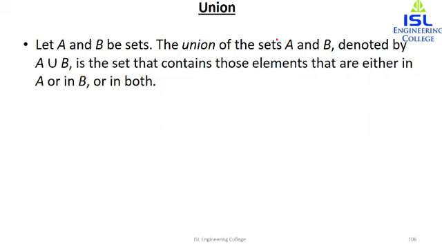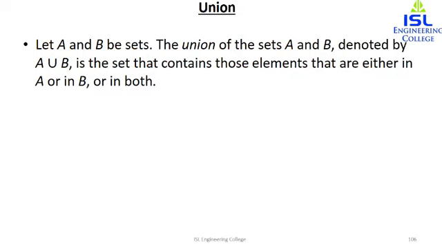The first operation that we are going to study is union. If A and B are two sets, the union of the two sets A and B is denoted by A union B, okay? It is the set that contains those elements that are either in A or in B or in both. Let's see an example.